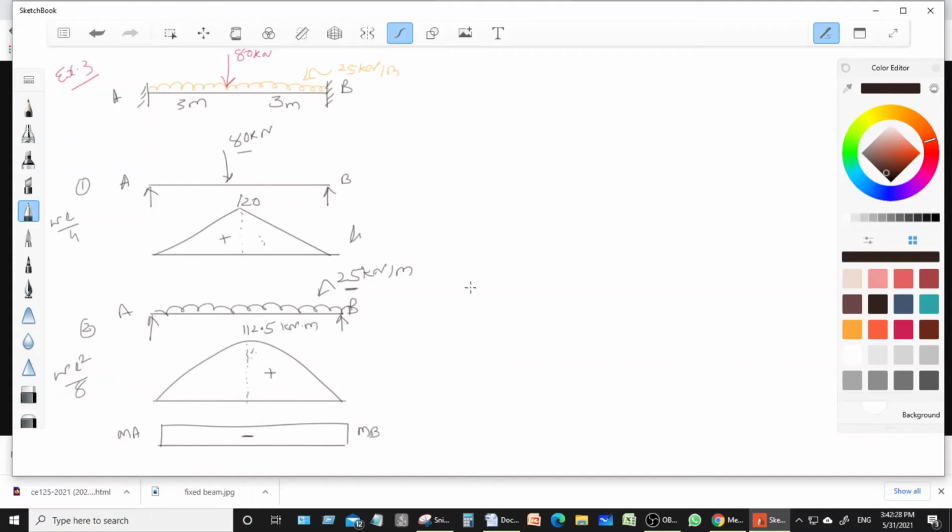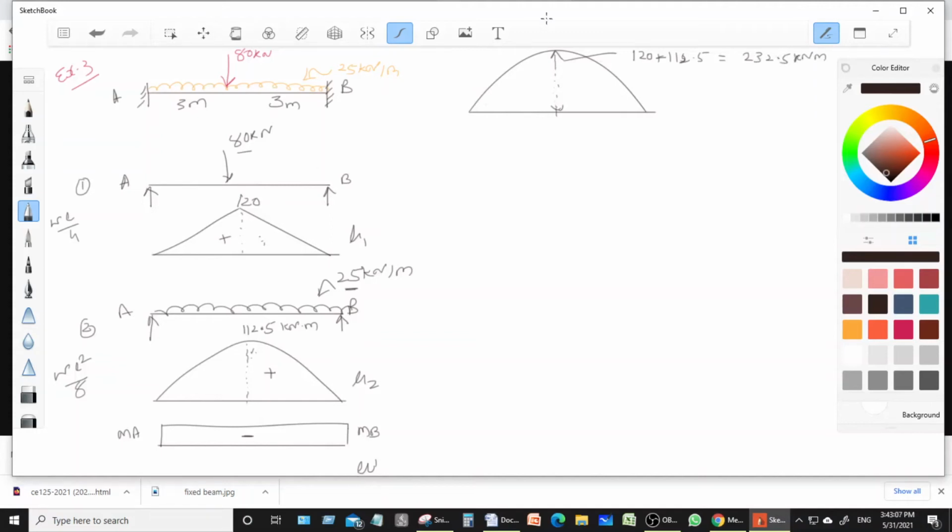This is mu diagram 1, this is mu diagram 2, and this is your mu dash diagram. So what we will do is just sum these two. Simply draw the horizontal line and prepare the parabola, and at the mid span the coordinate will be 120 plus 112.5, which is equal to 232.5 kilonewton meter, right?